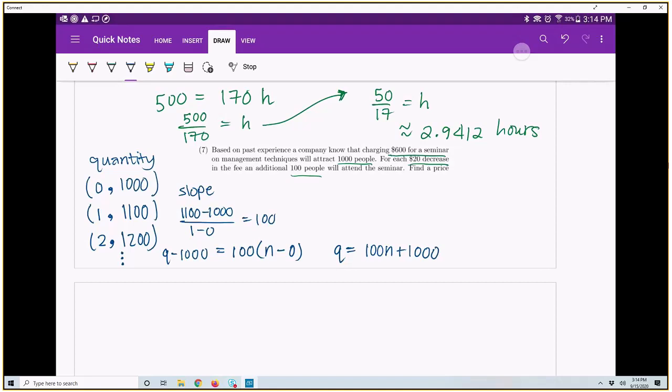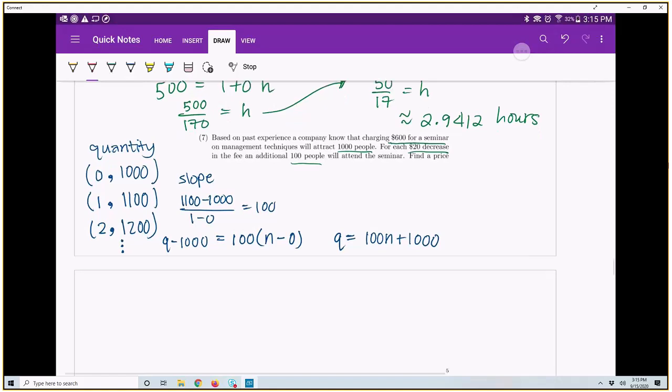And that makes sense if we think about what the problem told us. It said that every time I decrease the fee, that's represented by N, I add 100 people. So I start with 1000, and then every decrease gives me 100 more. So it's very intuitive. Let's do the same thing for price.